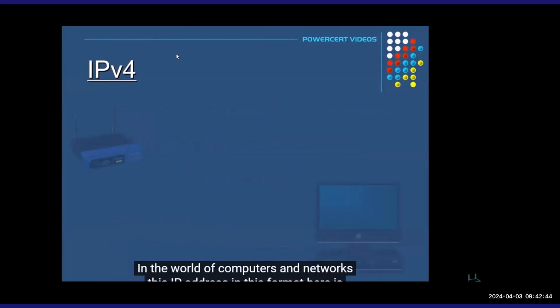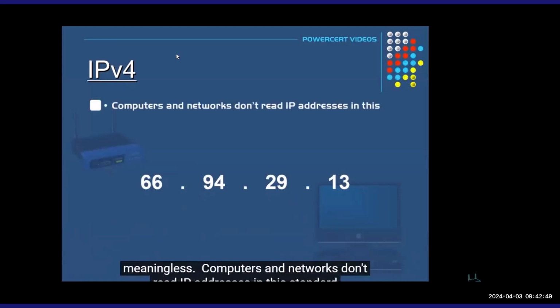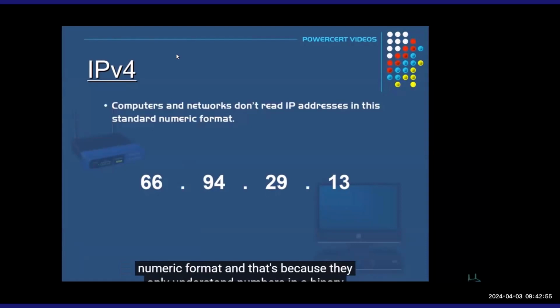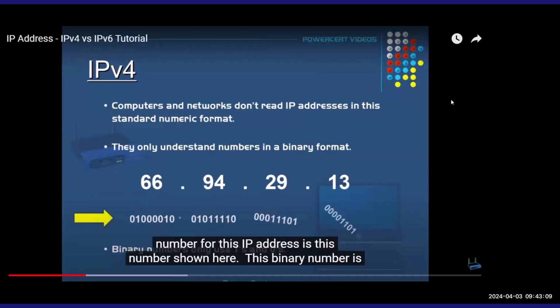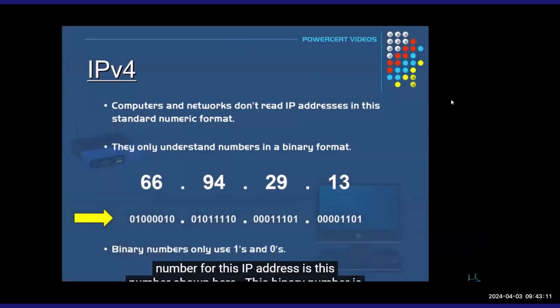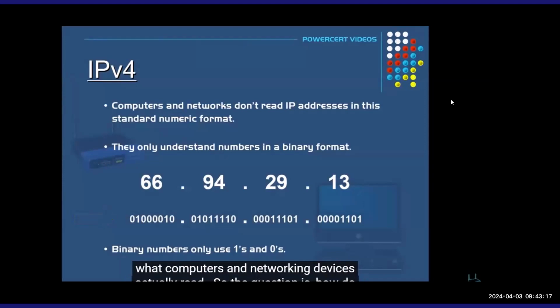In the world of computers and networks, this IP address in this format here is meaningless. Computers and networks don't read IP addresses in this standard numeric format, because they only understand numbers in a binary format. A binary format is a number that only uses ones and zeros. The binary number for this IP address is this number shown here. This binary number is what computers and networking devices actually read. So the question is, how do we get this binary number from this IP address?